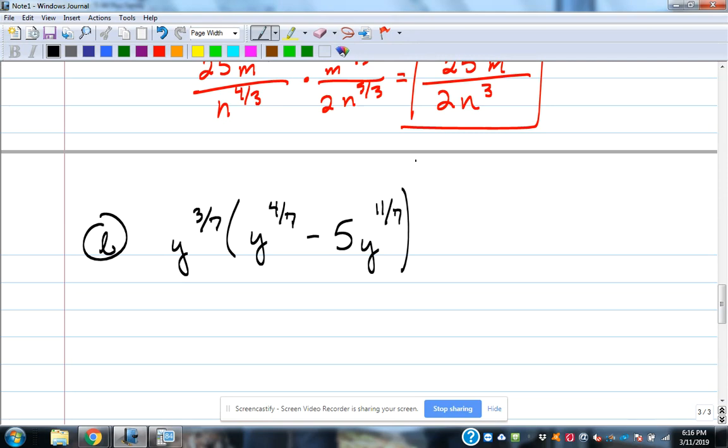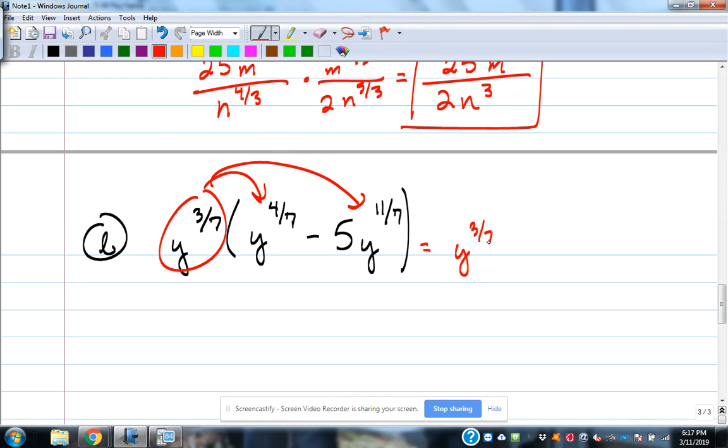So we have y to the 3/7 parentheses, y to the 4/7 minus 5y to the 11/7. What property does that look like? Distributive property. It looks like a problem where we would distribute 3 to both pieces. The difference is we've got exponents to deal with. So it's a distributive property problem like we've done before, but we have exponent rules to deal with on this one. So we're taking y to the 3/7 and multiplying it to both of those pieces.